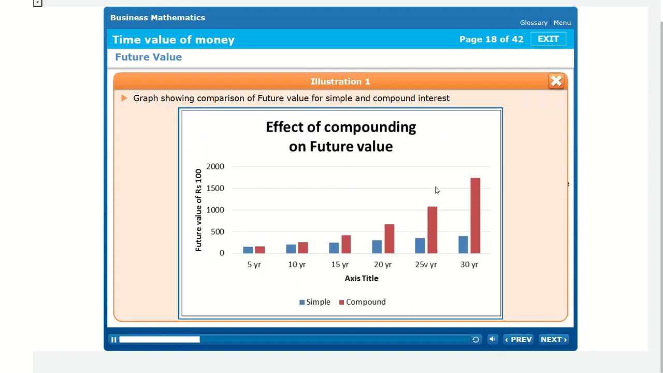Illustration 1. Insert the graph showing comparison of future value for simple and compound interest.